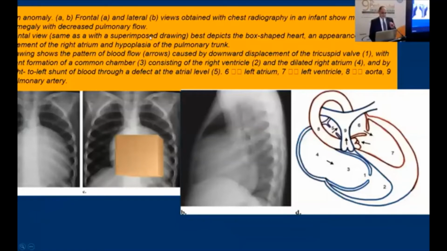Another example of a hypertrophic right ventricle and displacement of the tricuspid valve, and stenosis of the pulmonary artery, and enlargement of the cardiac shadow.